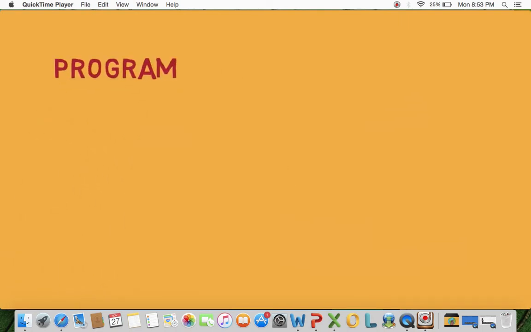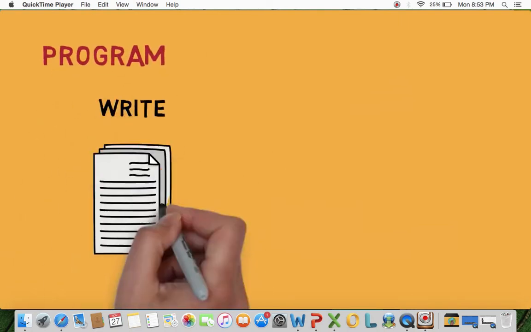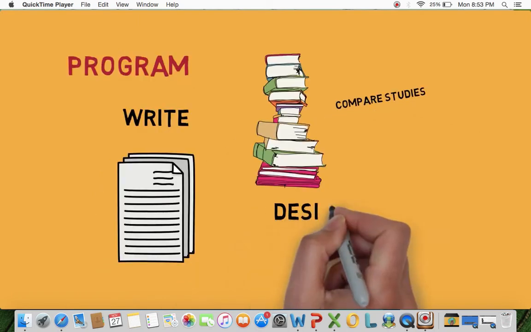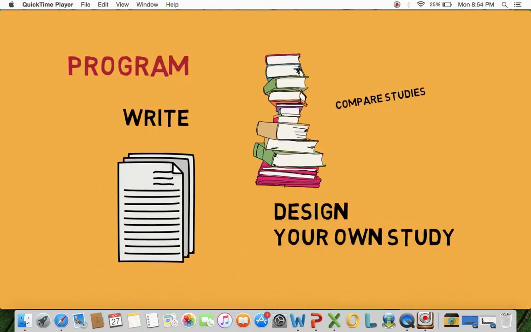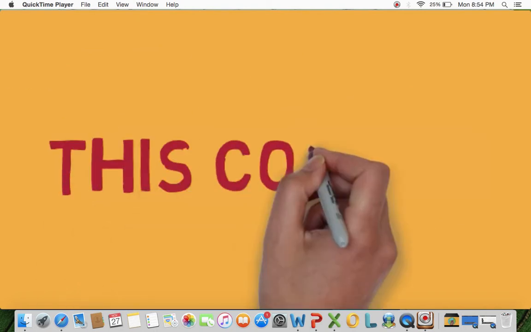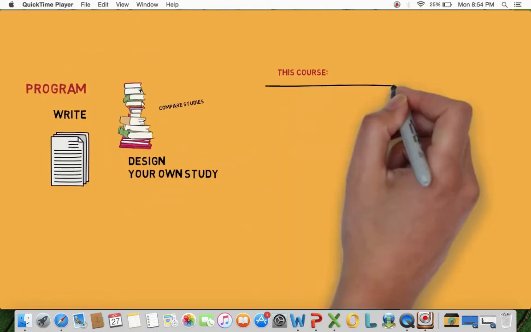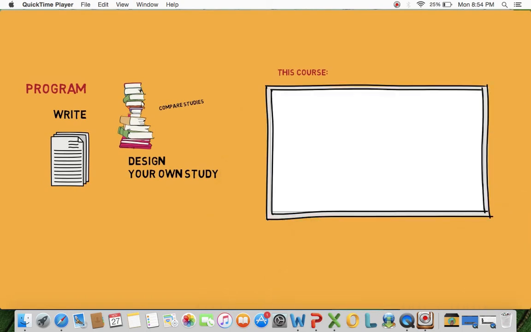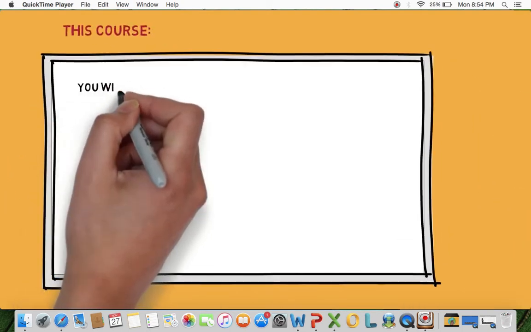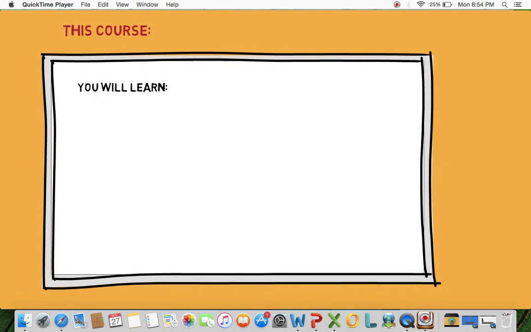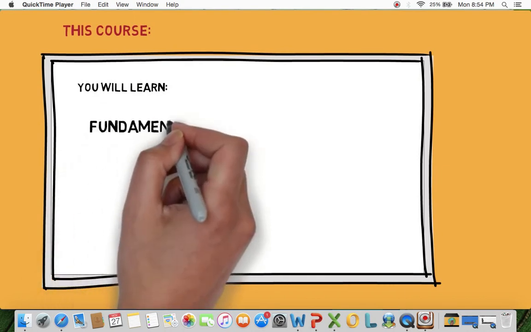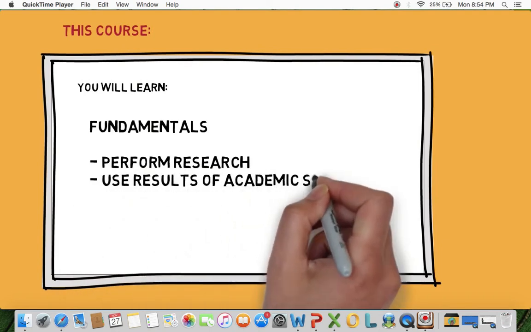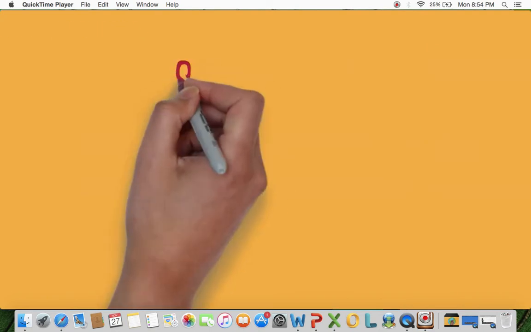Throughout your program, you will write research papers, compare studies, prepare literature reviews on various topics, and you might even get to design and conduct a study of your own. This introductory course will prepare you for all of that. In this course, you will learn the fundamentals about research. You will learn how to perform research and how to use the results of academic studies in your papers and projects.